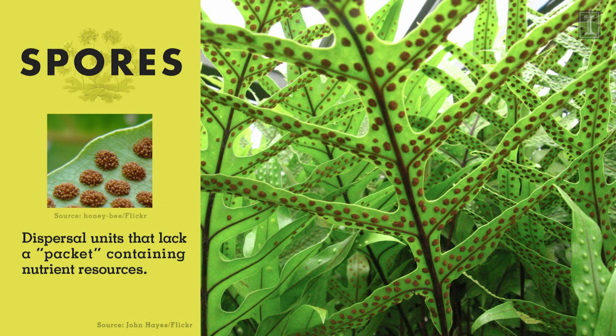So next we want to consider sort of the reproductive strategy. All right, so we're talking about spores and seeds. So spores are dispersal units that lack kind of a packet, all right? A dispersal unit that lacks nutrient resources that are provided in a packet. So it's lacking that function.